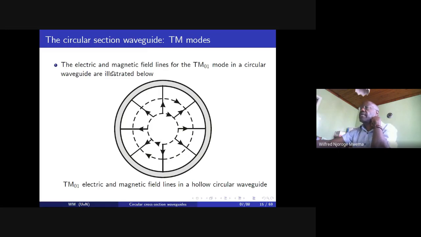So the electric and magnetic field lines for the TM01 mode in a circular waveguide are then illustrated as shown. That is, the E field is everywhere radial to the guide, and the magnetic field is circumferential.